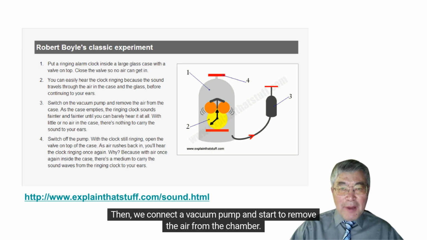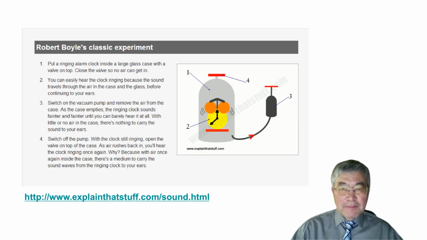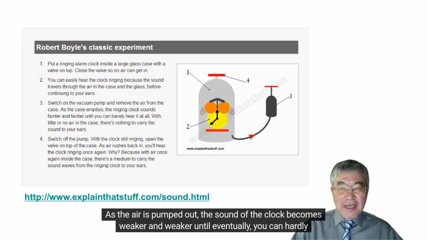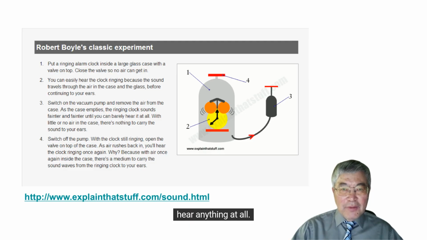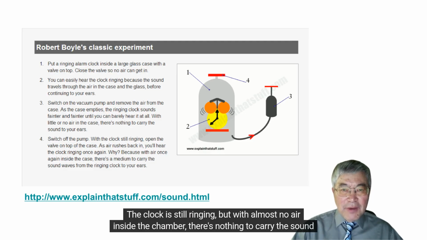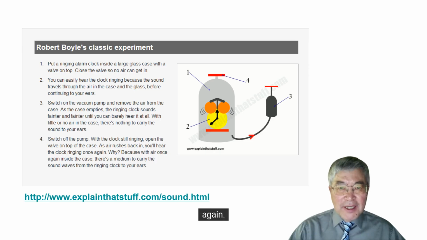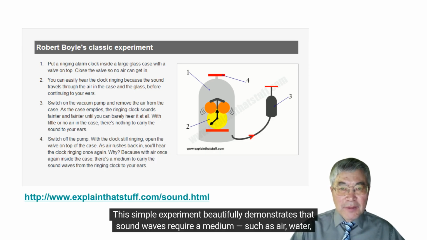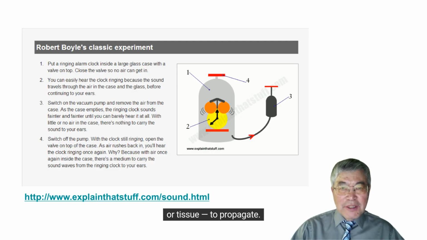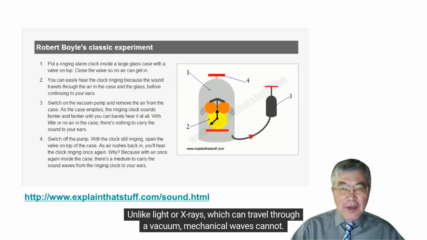Then, we connect a vacuum pump and start to remove the air from the chamber. As the air is pumped out, the sound of the clock becomes weaker and weaker until eventually you can hardly hear anything at all. The clock is still ringing, but with almost no air inside the chamber, there's nothing to carry the sound waves to your ears. Then, when you open the valve and let air rush back into the chamber, the sound suddenly becomes loud again. This simple experiment beautifully demonstrates that sound waves require a medium, such as air, water, or tissue, to propagate. Unlike light or X-rays, which can travel through a vacuum, mechanical waves cannot.